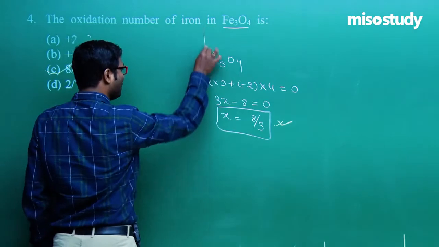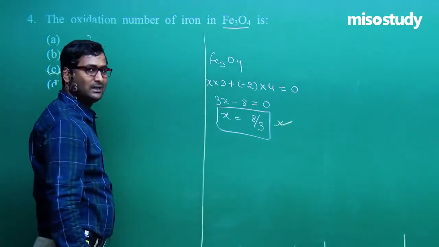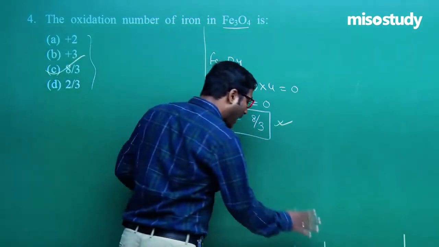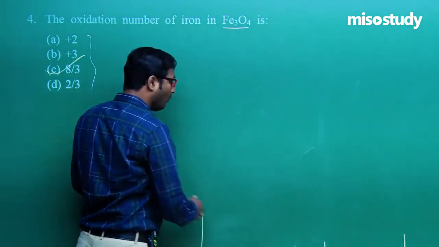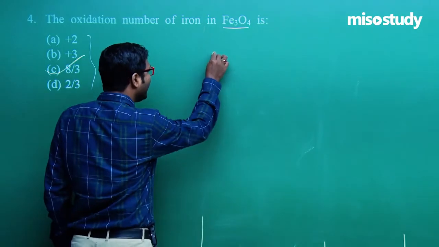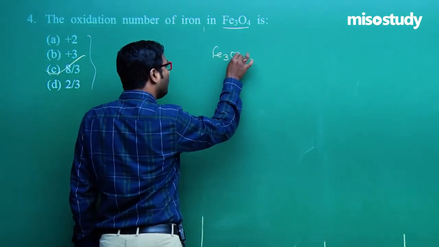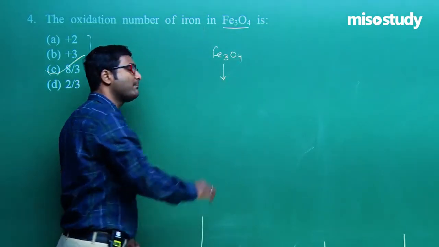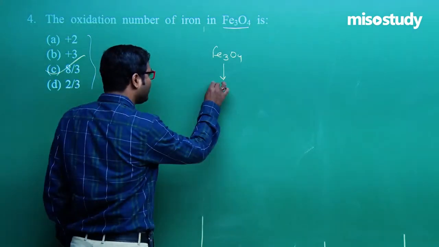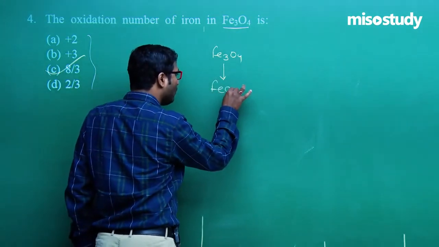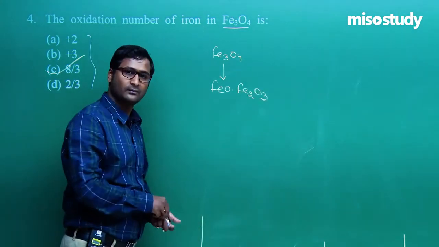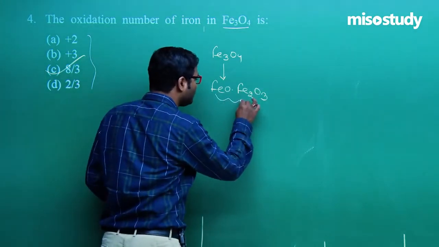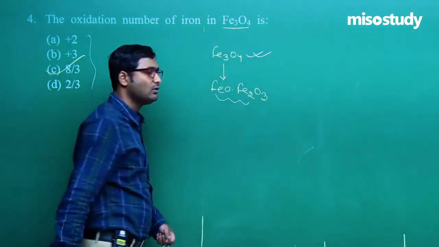But this is not a complete explanation. This is just an answer. How to explain such things? Check out what I am telling. As we know, in Fe3O4 there are two types of oxide. The first one is FeO and the second one is Fe2O3, and the combination of these two gives you Fe3O4.